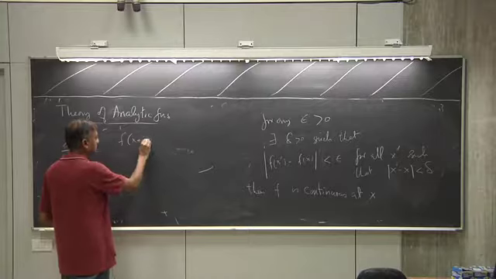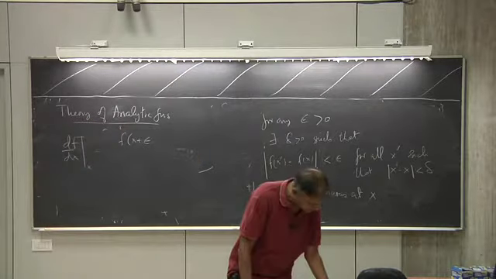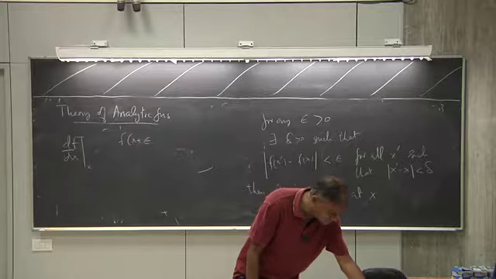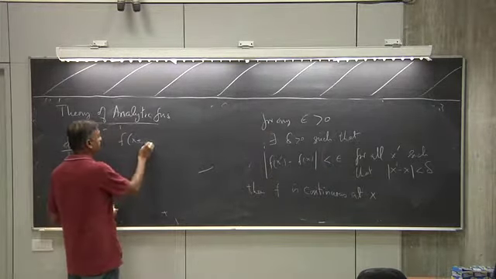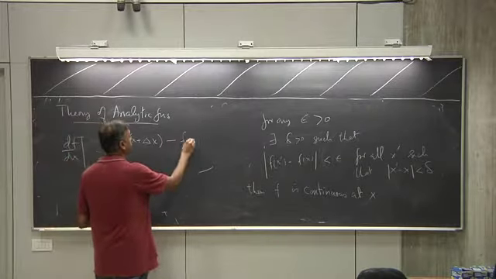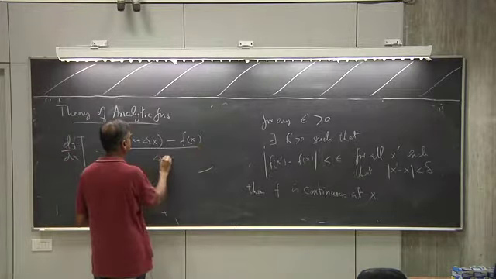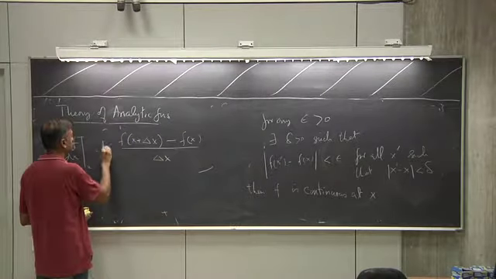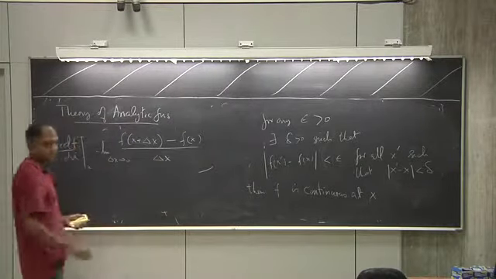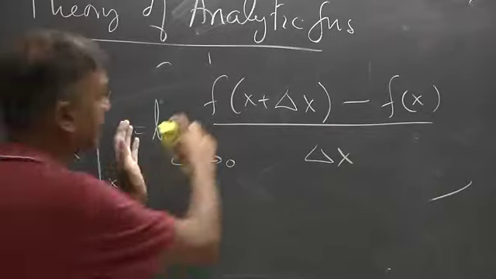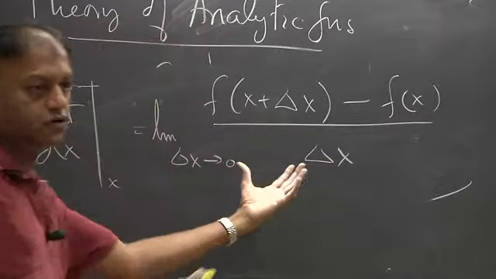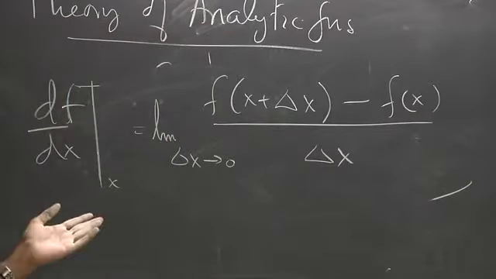x plus, let's say epsilon, let me use the same symbol as they are using. No, let's put a delta x, x plus delta x, minus f of x divided by delta x, and they take the limit delta x goes to 0. This limit may not always exist. But if it exists, meaning it is a finite quantity, then you give it a name, you call it df by dx.